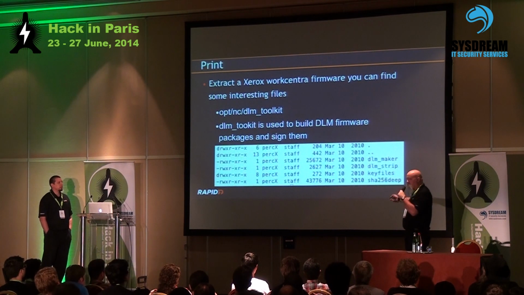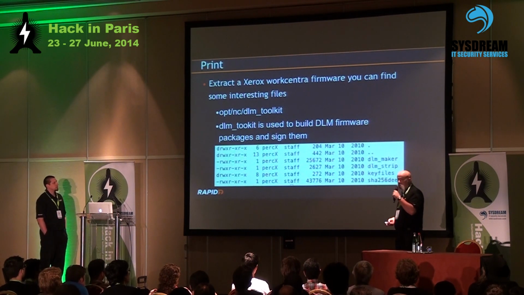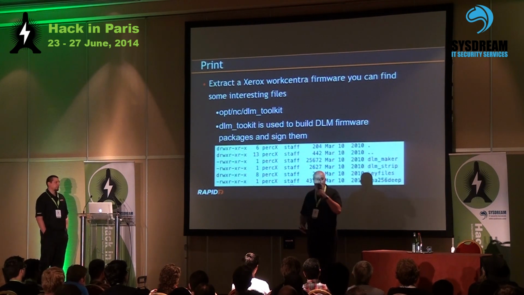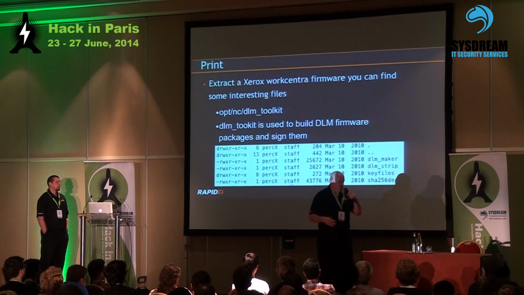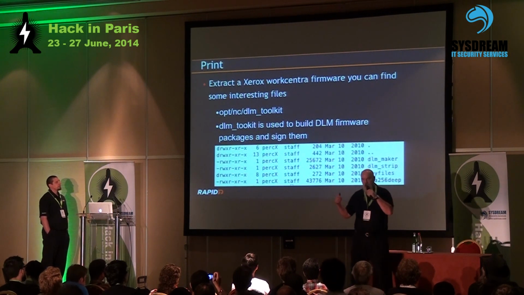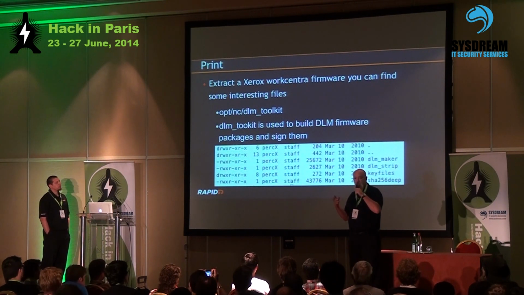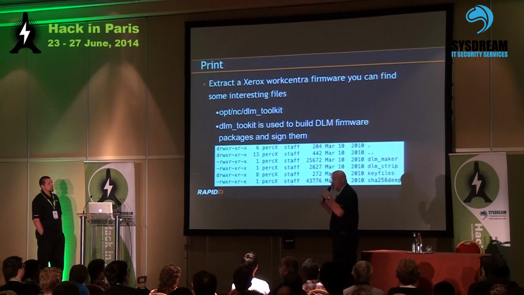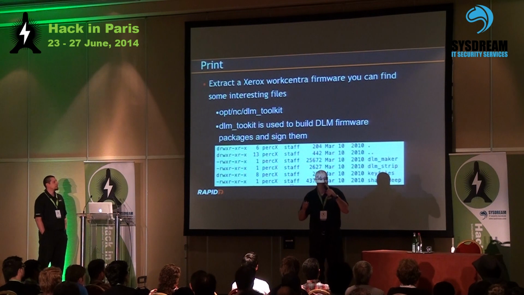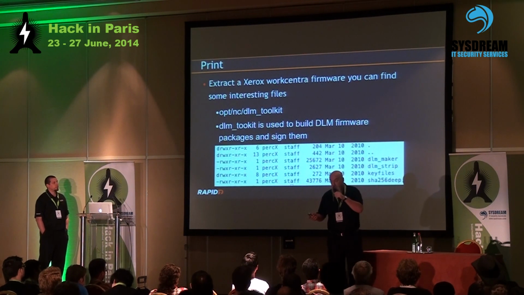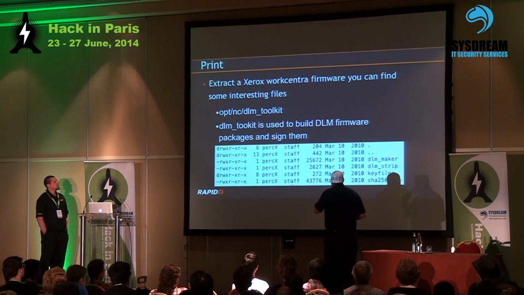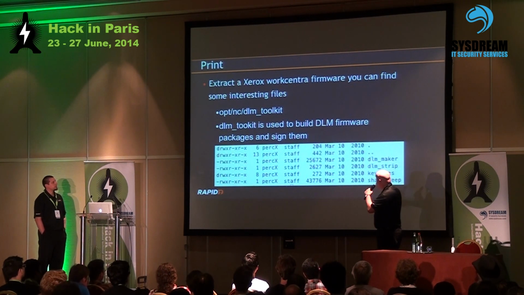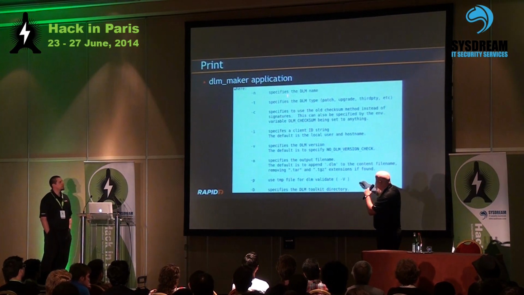And what about key files? The whole signing process for a DLM, dynamically loadable module, on a large series of Xerox work centers, up until I told them about how I did this, used symmetric keys instead of asymmetric keys. So there's no public-private key pair. It was a single key, and that was used to sign and also validate signatures. If we take that DLM maker and actually run it, we get the command structure.